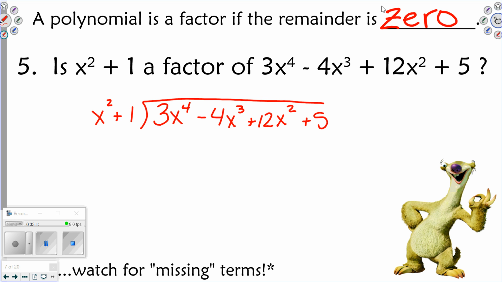All right, so I have x squared plus 1. Did you notice anything is missing? You're missing an x here, and what else am I missing? An x in between here, right? Because it's x squared, there's no plain x, and there's no plain x here. So things may not always line up pretty and perfect. Okay? All right, so what do you multiply x squared by to get 3x to the 4th? 3x squared.